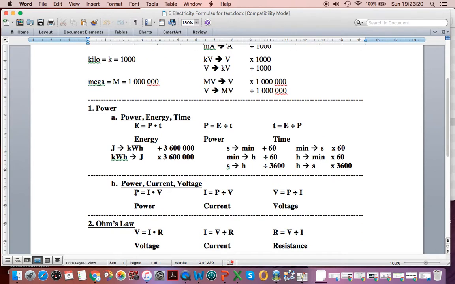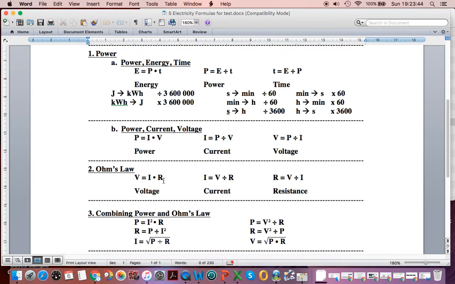This is our PIV formula, so P equals I times V, I equals P divided by V, and V equals P divided by I, and remember I stands for current. What this is saying is if a question gives you current and voltage and wants power, you use this formula. If you're asked for current and you're given power and voltage, you use that formula. And if you're after voltage, you use this formula if you're given power and current.